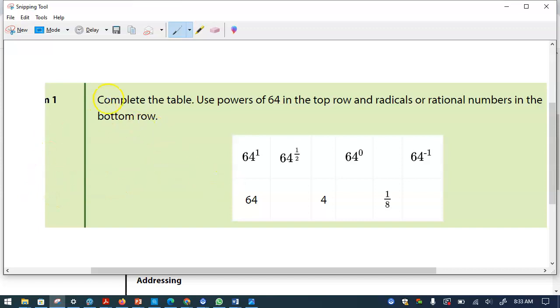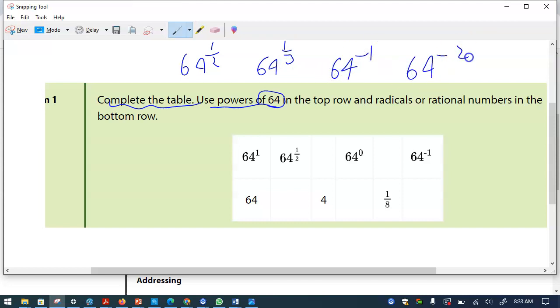The very first one says, complete the table and use the powers of 64. It means 64 raised to half, or 64 raised to one third, or 64 raised to minus 1, or 64 raised to minus 2. So what does this mean?